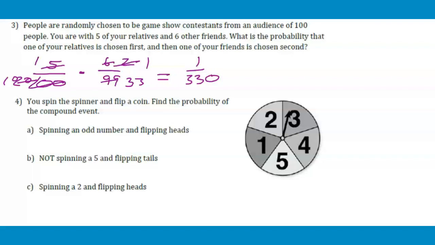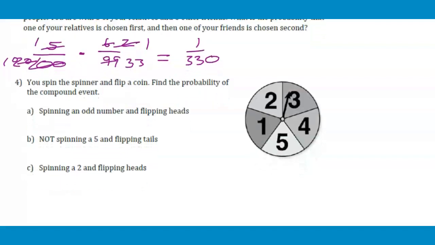You spin the spinner and flip a coin. So this is an independent event. The spinner is going to have no effect on the number of outcomes of the coin. Find the probability of the compound event. Spinning an odd number and flipping heads.